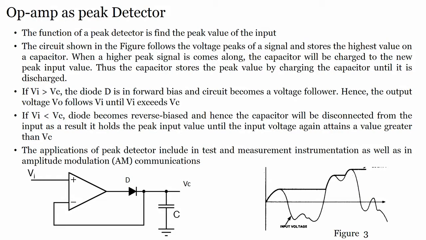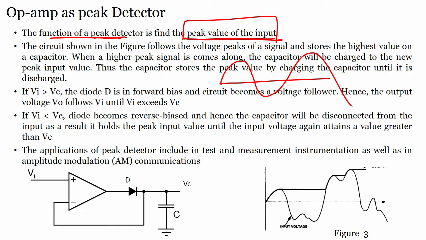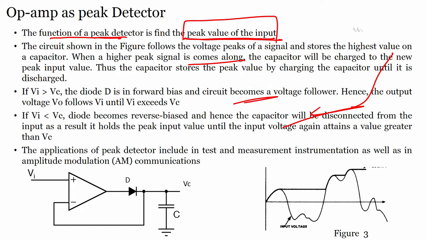When you talk about op-amp as a peak detector, the first thing you have to see is the function of the peak detector. The function of the peak detector is nothing but to find the peak value of the input, right. If you want to know the peak value of the input, you can use the peak detector circuit. That means if I have an input signal like this, what is the peak of the input? Is this the peak or is this the peak? Which one is the peak of my input signal? If I want to understand that, I can use the peak detector.